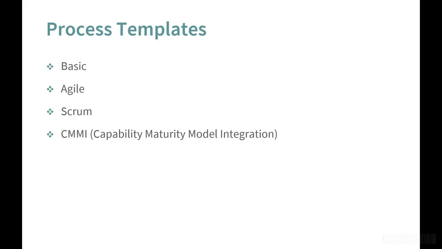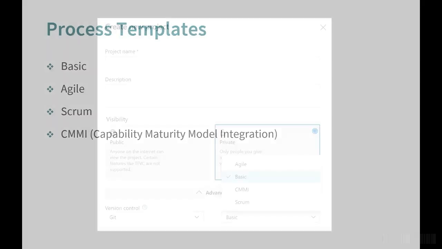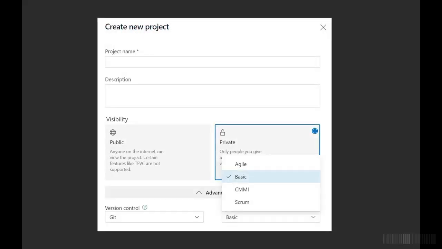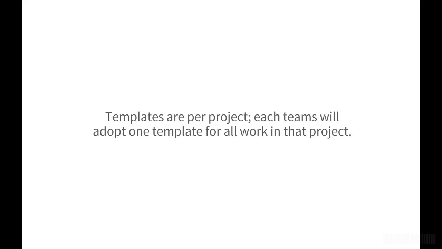The processes differ mainly in the work item types they provide for planning and tracking work. When you create a new Azure DevOps project, you select a work item process, which becomes the default for all people working on that project. Templates are per project, so your team will pick the template that matches your desired workflow. This flexibility means that within the same organization, different teams can use different templates. For example, one team might adopt the Scrum template while another utilizes the Agile template.